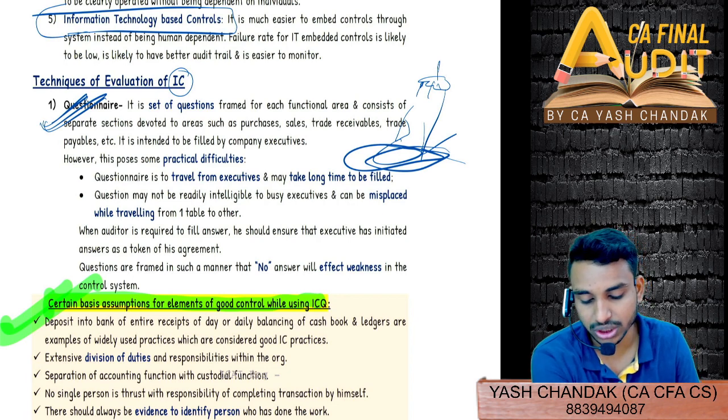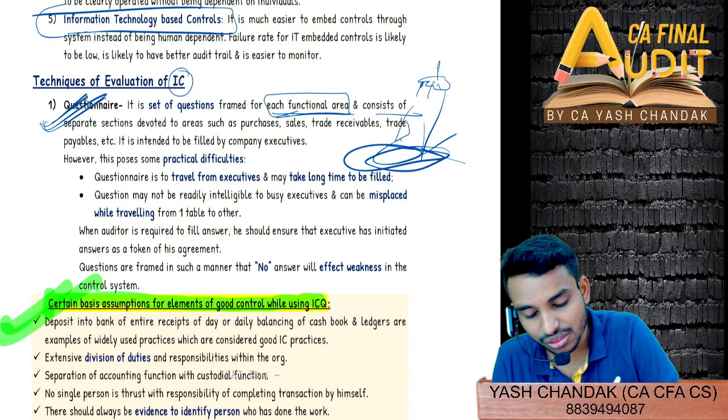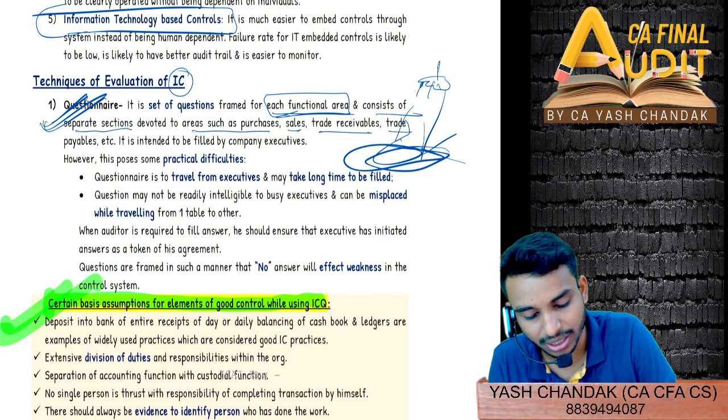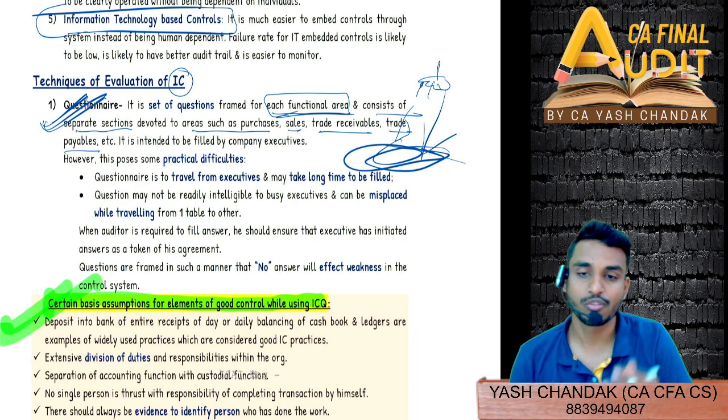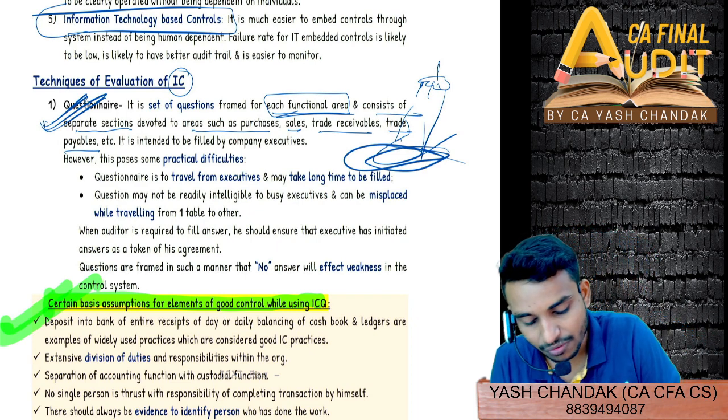So it is a set of questions for each functional area, and consists of separate sections devoted to areas such as purchase, sales, trade receivables, trade payables, etc. So for all areas you have your questions, and that has been framed for the client, and it is intended to be filled by the client.